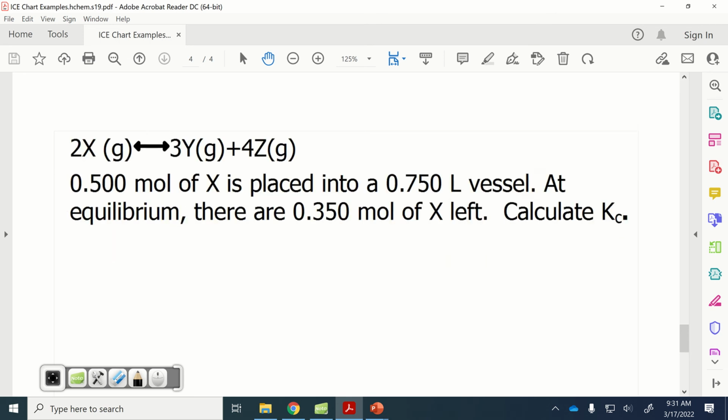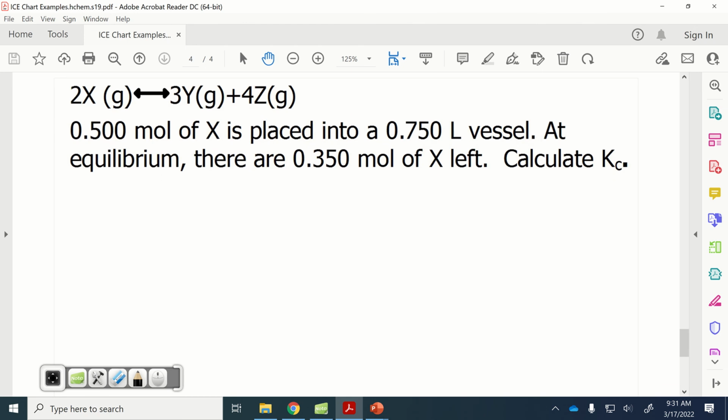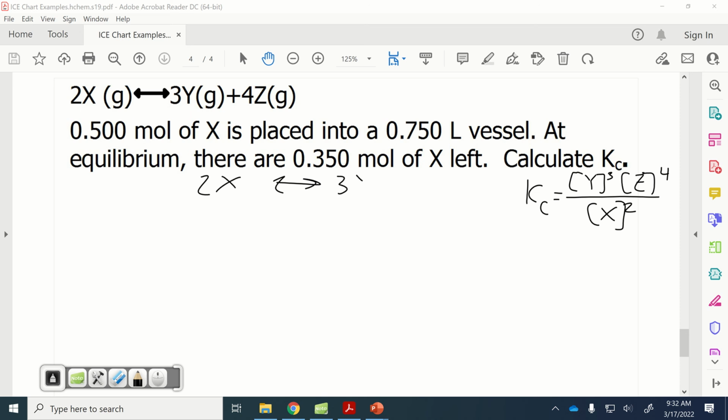So Kc in the end is going to equal y cubed times z to the 4th, divided by x squared. All right, let's write my ice chart out. So I got 2x at equilibrium with 3y plus 4z.